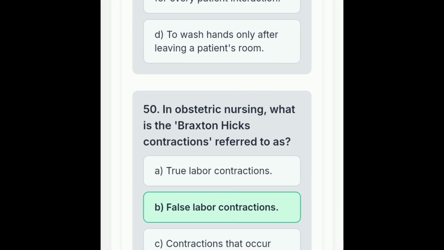And the last one is 50. In obstetric nursing, what is the Braxton Hicks contraction referred to as? Option A, true labor contraction. Option B, false labor contraction. Option C, contractions that occur after the baby is born. Option D, contraction that occurs only during the first trimester. So B, the false labor contraction is correct.